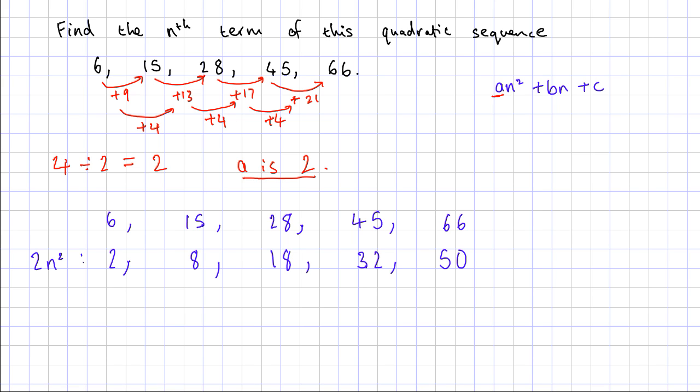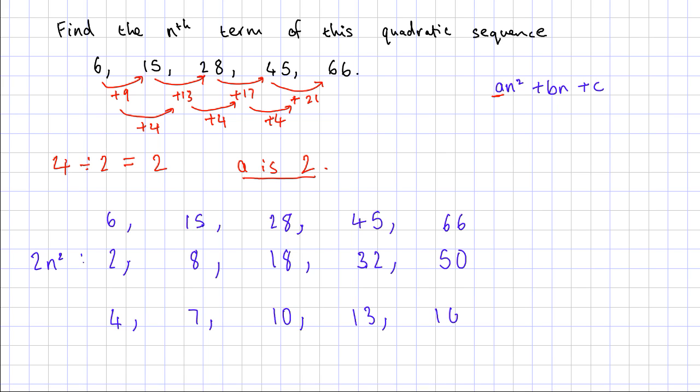So what I'm going to do now is take away the 2n squared from my original sequence and see what that leaves me. So 6 take away 2 is 4. 15 take away 8 is 7. 28 take away 18 is 10. 45 take away 32 is 13. And 66 take away 50 is 16.